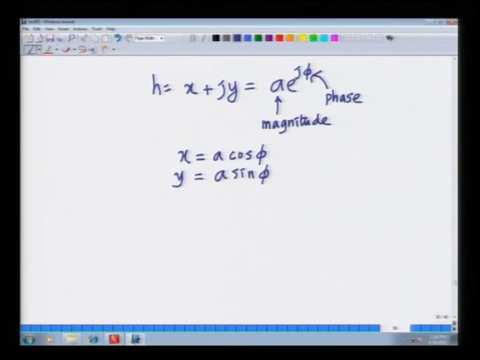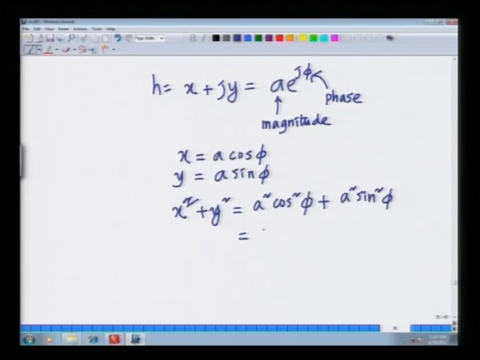For that purpose, I will use the standard result. If I want to derive the distribution in terms of parameters A and phi, given the distribution in terms of x and y, I can convert that distribution as follows. First, let me derive the expression for x square plus y square. x square plus y square equals a square cos square phi plus a square sin square phi, which is simply a square times cosine square phi plus sin square phi, which is equal to a square.